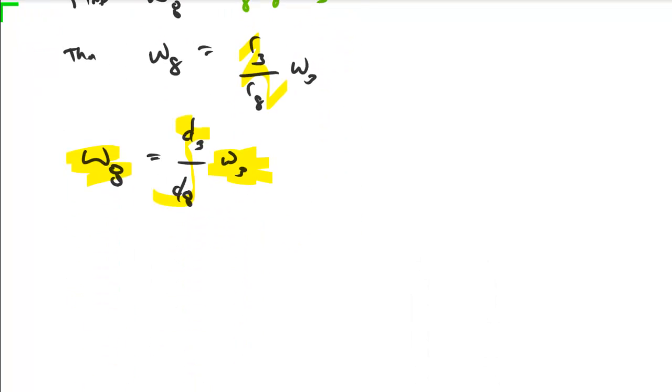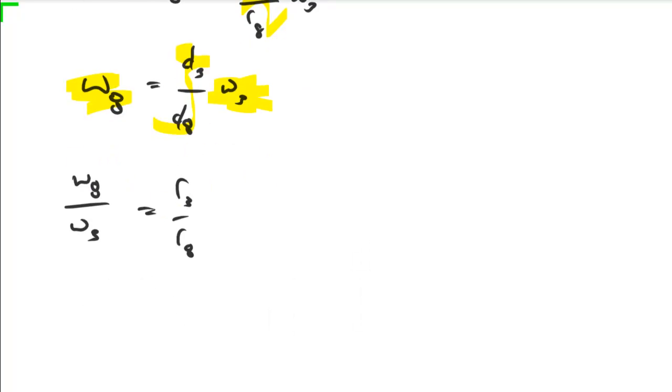Actually, we call this the gear ratio. Maybe if I write it out a little bit differently, omega 8 over omega 3 is equal to R3 over R8. So the ratio of their angular speeds here is equal to the ratio of their diameters, or their radii. But these are flipped, an inverse relationship. So yeah, the bigger one has to spin slower, right? So anyways, we can use this to solve this problem.